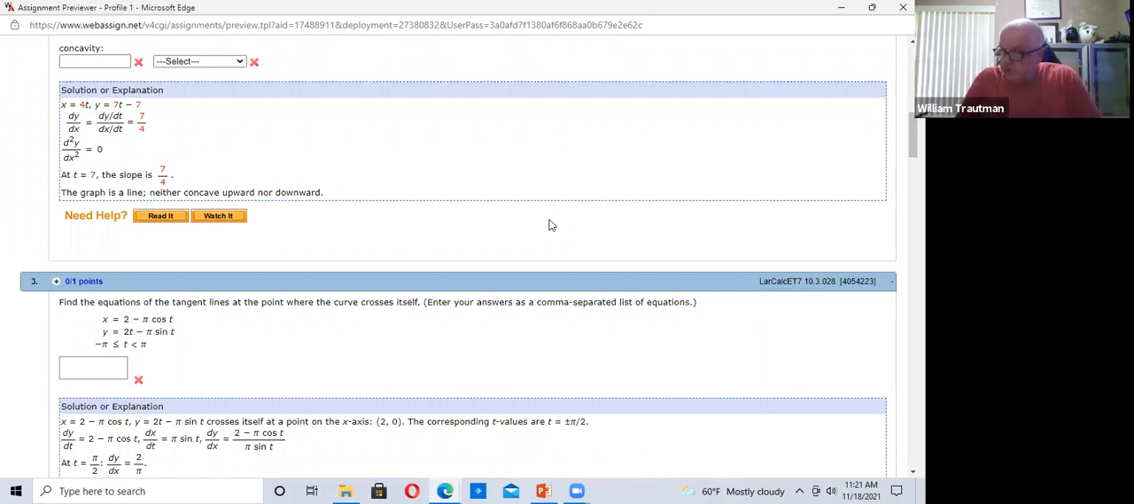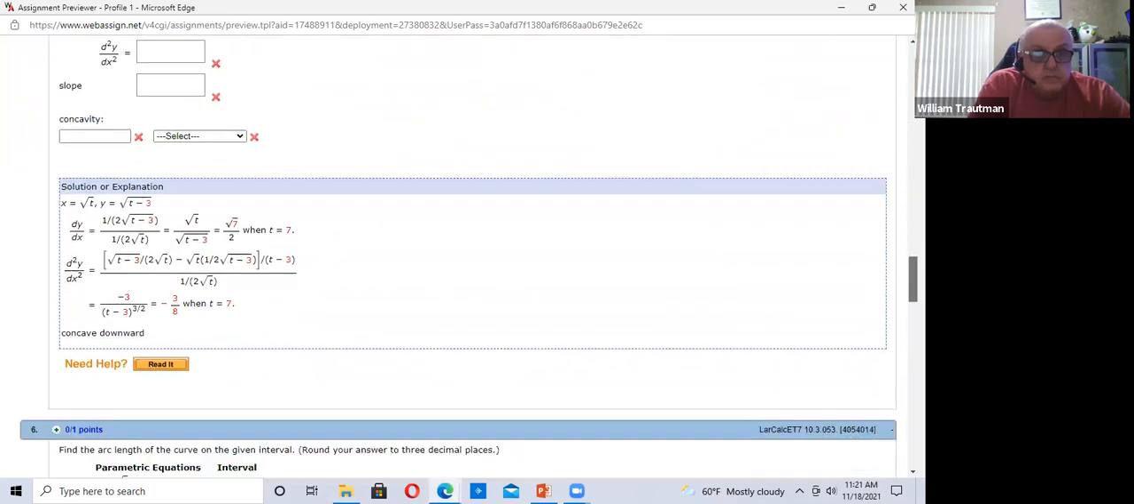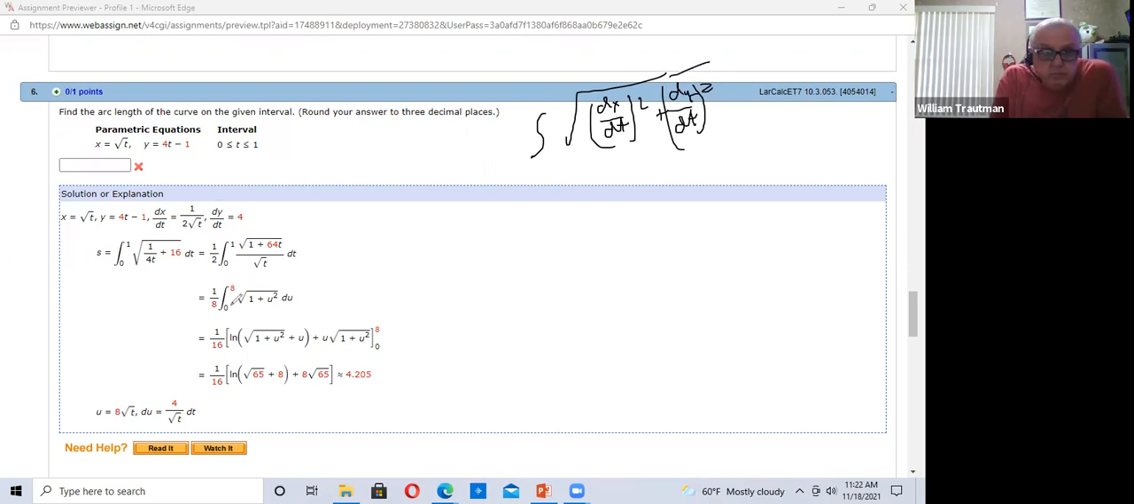All right. Number 6. Okay, find the arc length. And so we need the arc length formula. Once again, not too bad. Square root of dx dt squared, plus dy dt squared.